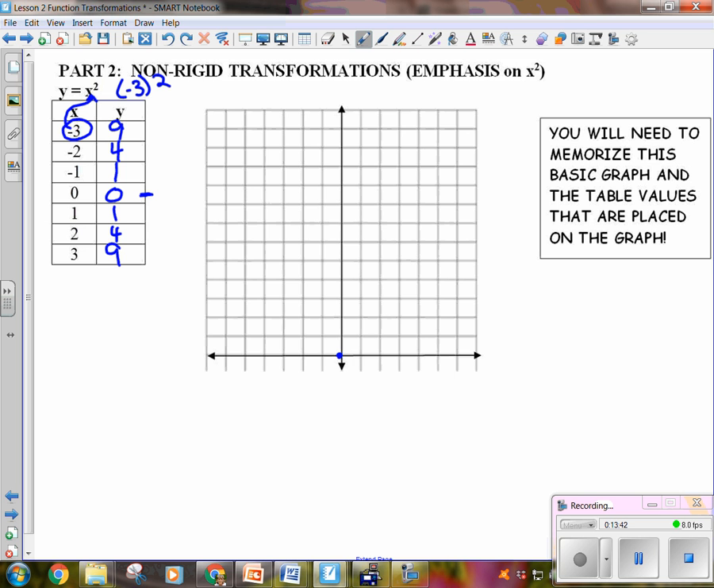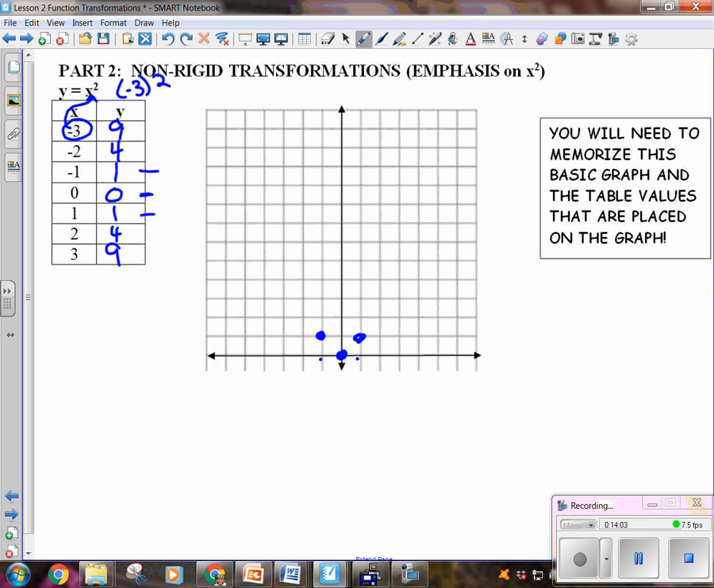We'll start at 0, 0. We kind of knew that was an important point on x squared. Now we're actually going to plot specific points instead of just graphing a quick shape. If I go to 1, 1, I'm going to come over 1 and up 1. If I go to negative 1, 1, I'm going to come backwards 1 and up 1.